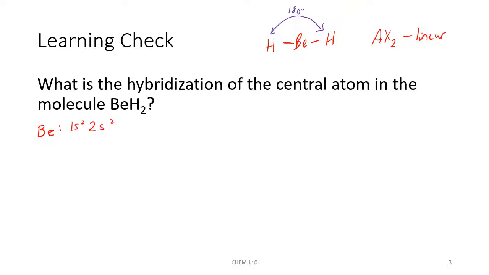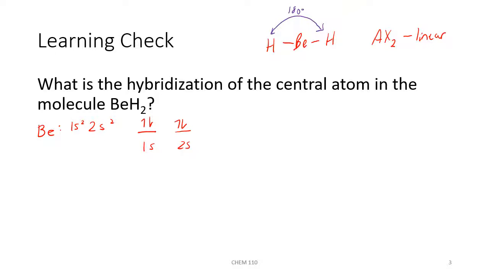And if we were to write out our electron configuration for beryllium, we would have 1s2, 2s2. And so when we looked at our orbital diagram for this, it appeared as though beryllium could not form any bonds according to valence bond theory. It had no half-filled orbitals that were available for orbital overlap.